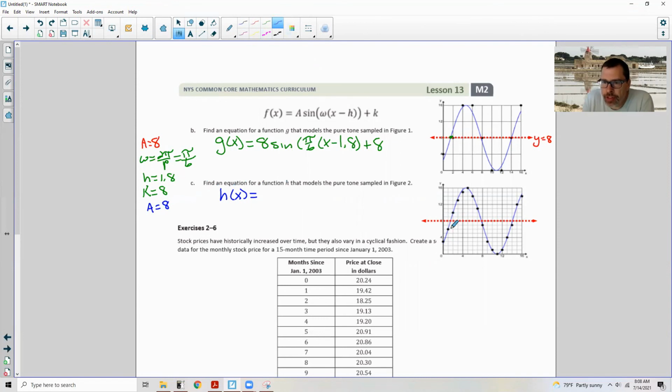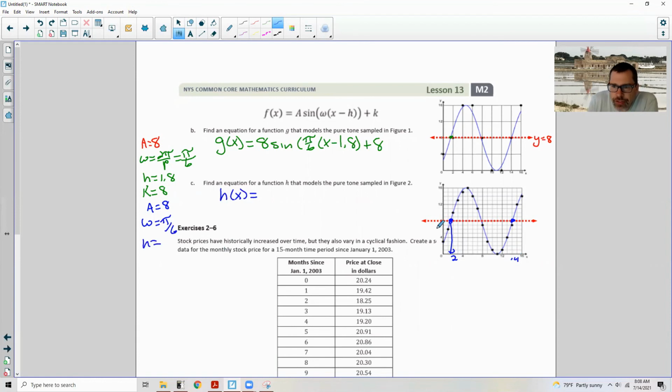Omega is going to be, again, 2 pi over the period. And what is our period? Well, our period is starting right here at, that's just shy of 2. Let's say it's 2. And it ends, max back down to 0, minimum back up. It ends right there at 14. So the period is approximately 12. So that would be, again, 2 pi over 12 or pi over 6. So omega equals pi over 6.